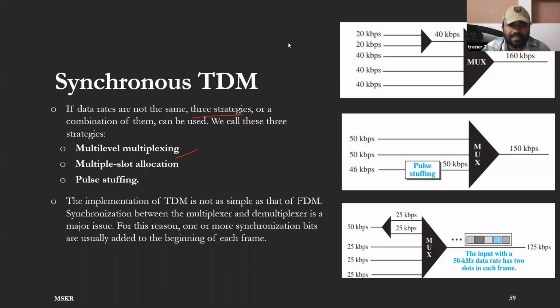So these are the three different approaches you can use to handle different data rate signals with synchronous TDM. Remember, the implementation of TDM is not as simple as FDM. Synchronization between the multiplexer and demultiplexer is a major issue.